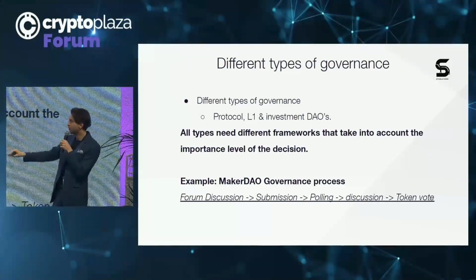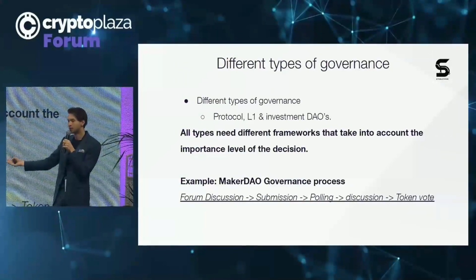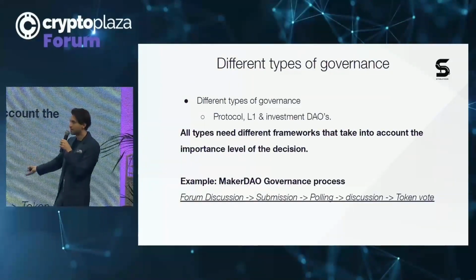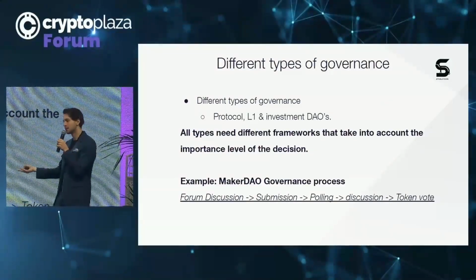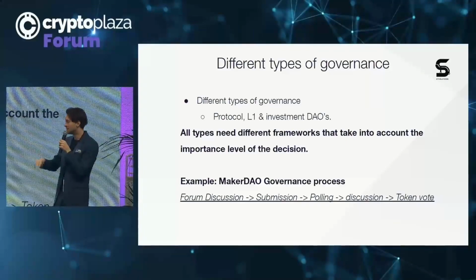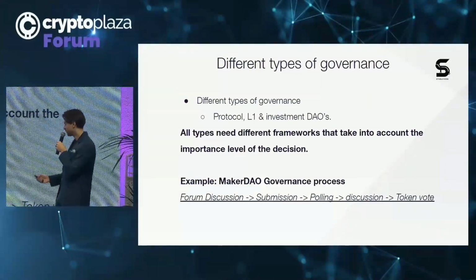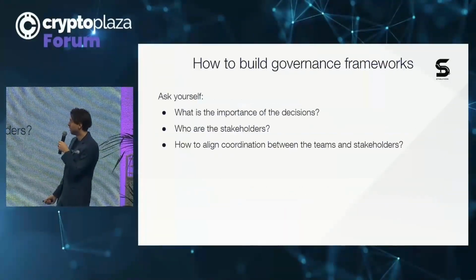So, you start with a forum discussion, you do a formal submission of the proposal, you do a forum poll, then you continue the discussion after the poll. If the poll passes or doesn't pass, should we change something in the proposal? Should we let it pass through? And then in the end, it goes on to the token vote.